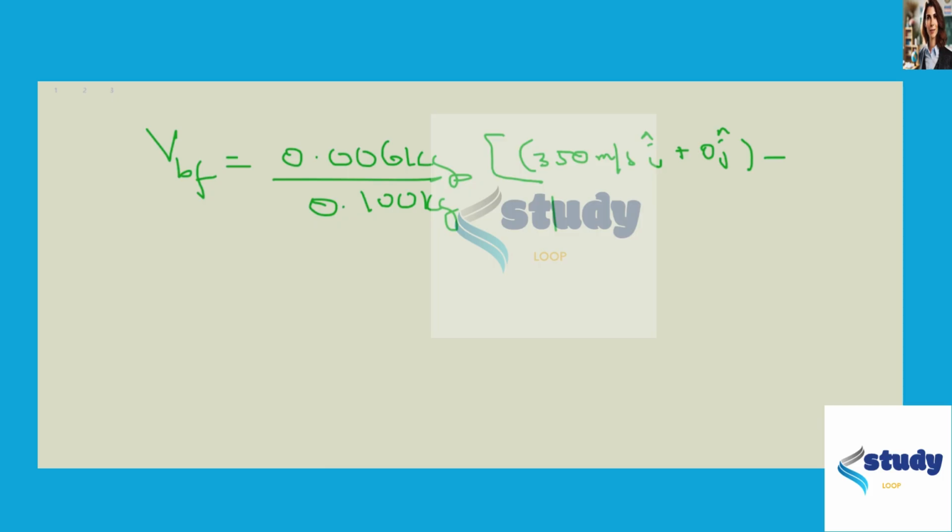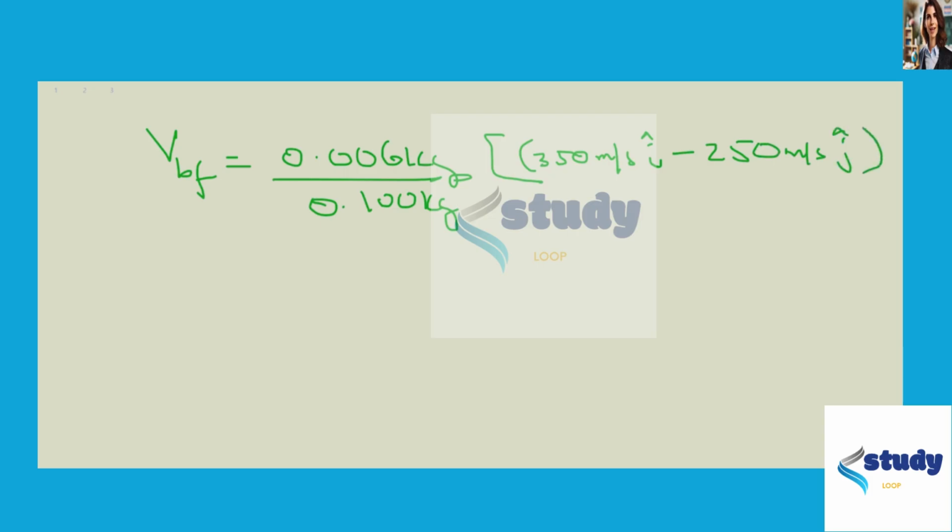So we have to change this a little bit. Let's just go back. So we have 350 meters per second i hat, and then we have to subtract 250. So we have to subtract minus 250 meters per second j hat.